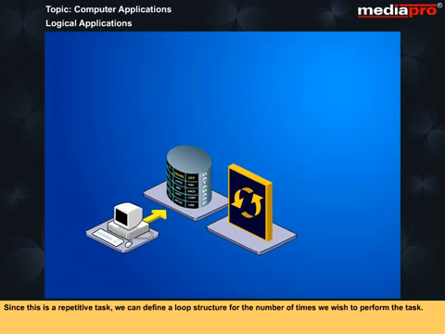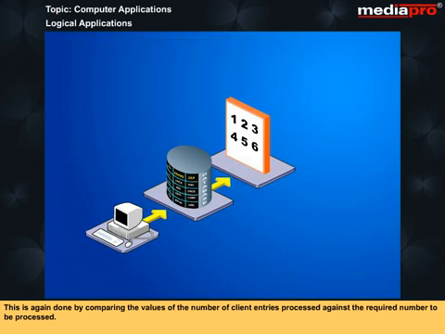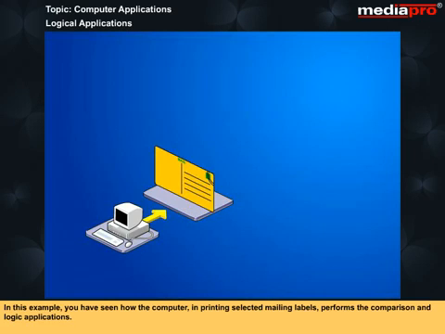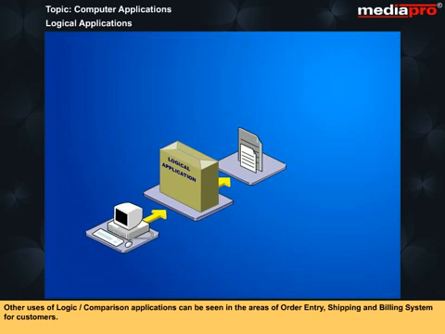Since this is a repetitive task, we can define a loop structure for the number of times we wish to perform the task. This is again done by comparing the values of the number of client entries processed against the required number to be processed, or by comparing if the database entries have reached the end. In this example, you have seen how the computer, in printing selected mailing labels, performs the comparison and logic applications. Other uses of logic or comparison applications can be seen in the areas of order entry, shipping and billing systems for customers.